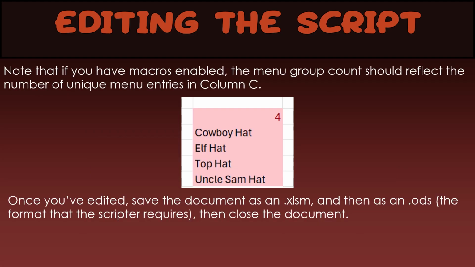Then down at the bottom, if we're using menu groups, we can see it's going to do a count of the total groups. We just double check that that count is correct. And once we've edited, we save this as an XLSM, and then we save again as an ODS. That's the format that DBPF Scripter can read. So we need to save it in that format before we close.